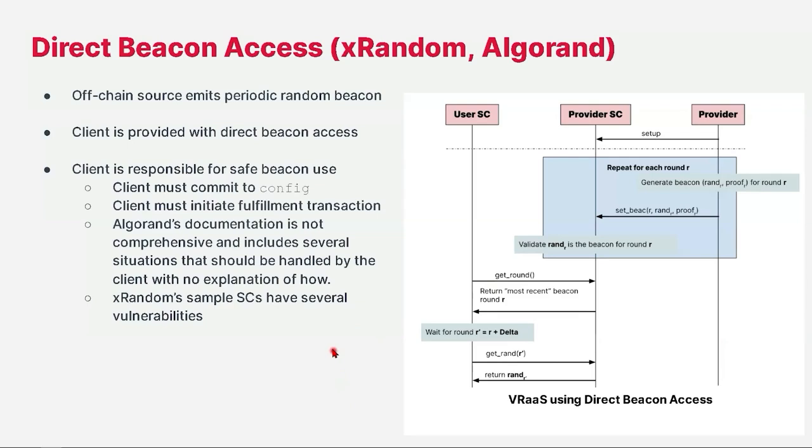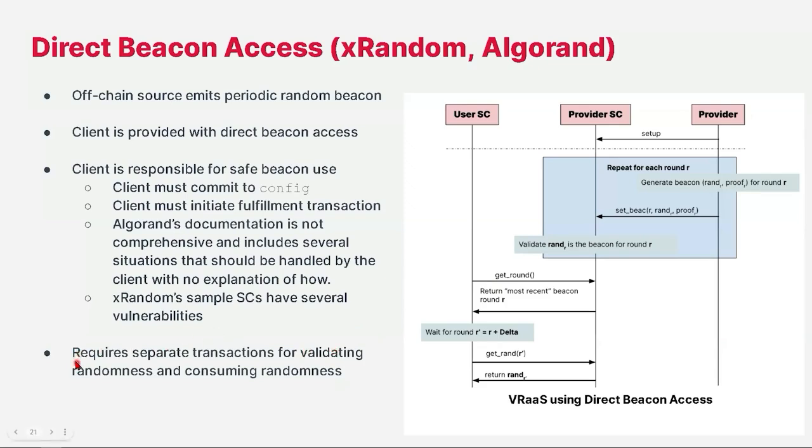We're running a little behind, point being that as evidence of this being difficult, even the sample smart contracts for how to use direct beacon access via XRandom have vulnerabilities. And one last issue, or I guess there are two more, is that we require a separate transaction for validating the randomness and for consuming it.